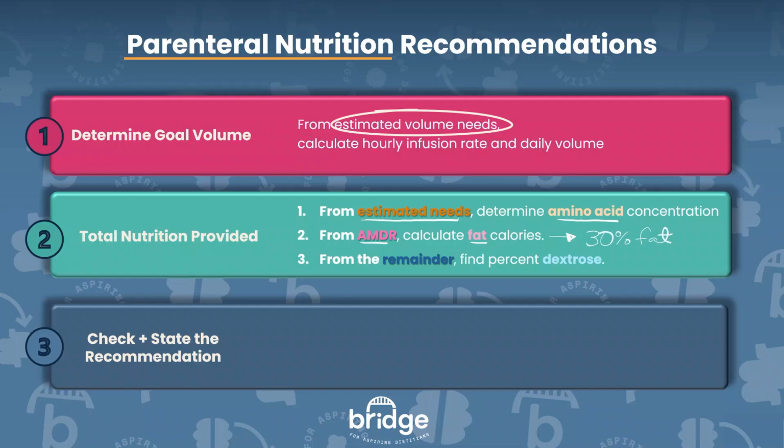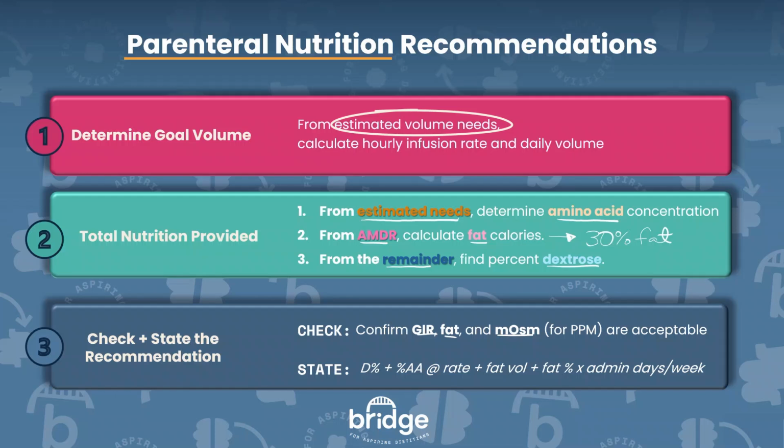And then from the remainder, we'll figure out how much is being provided from amino acids. We'll figure out how much is being provided by fat. From the remainder, we'll determine the percent dextrose that we are administering, keeping in mind GIR, the fat load, and if it is a peripheral problem, the milliosmolarity of the solution.